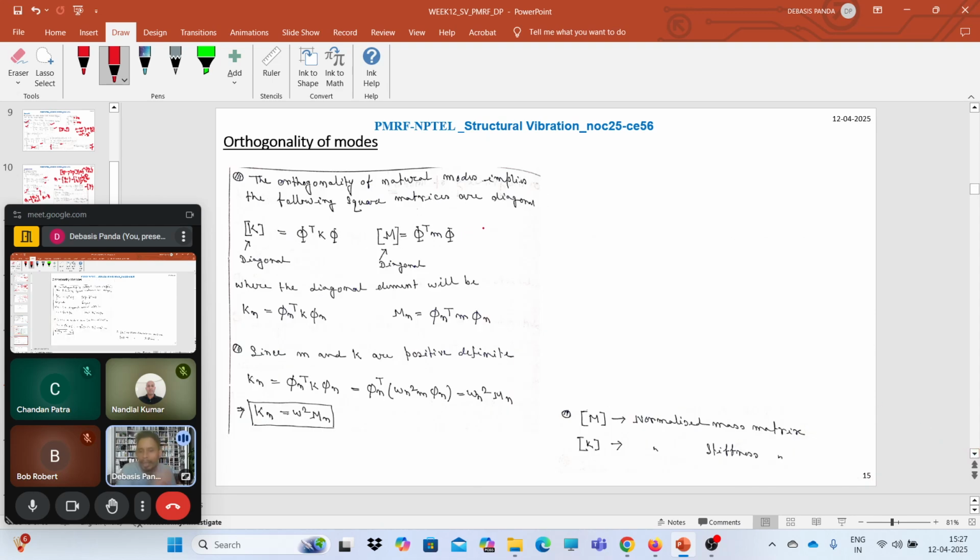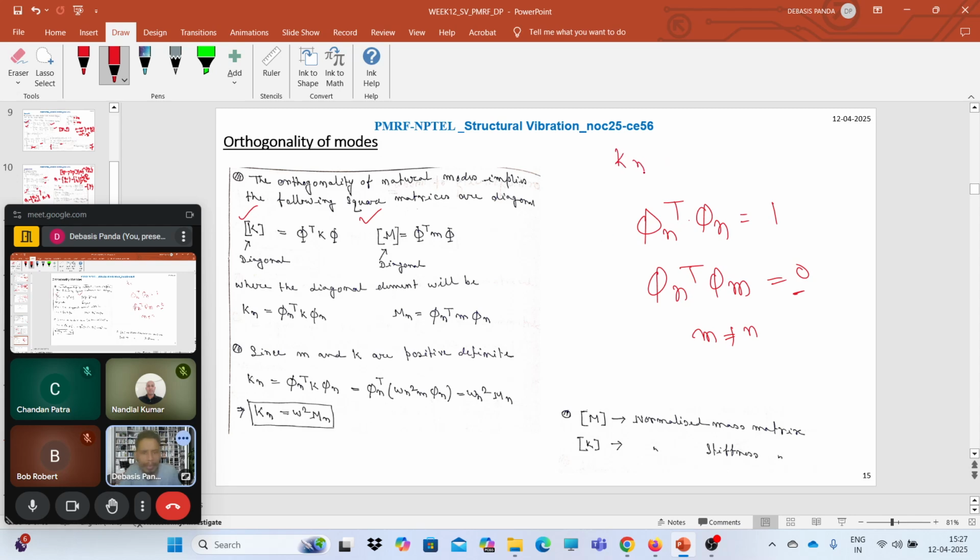Now we have some properties of these modes: they are orthogonal to each other and orthonormal to each other. That means phi n transpose phi n should equal 1, but phi n transpose phi m, if m not equal to n, will be 0. And also we have seen that to make the k and m matrices diagonal, we need to multiply with the mode shapes to make them orthogonal. So the orthogonal property you also need to know.